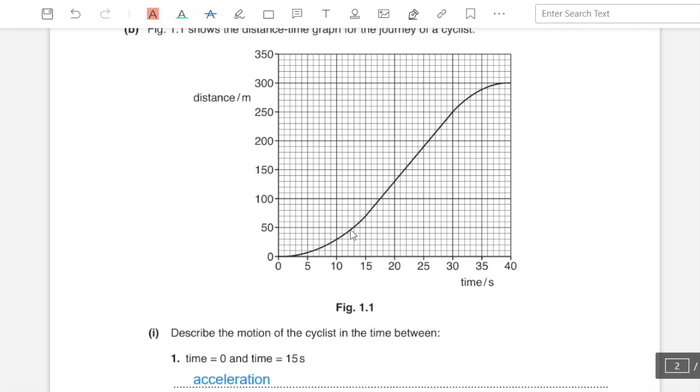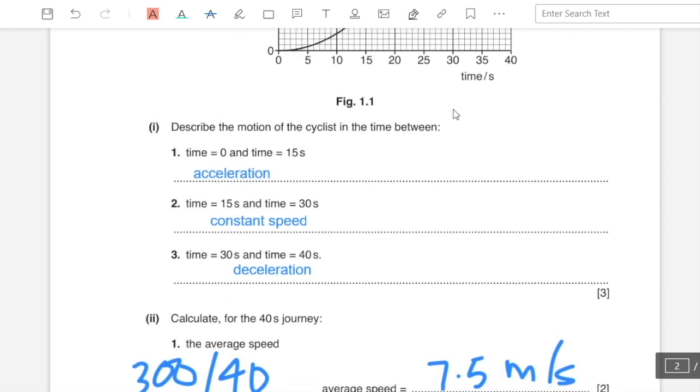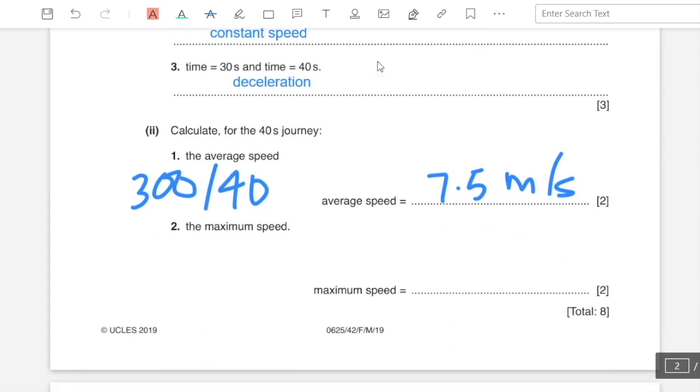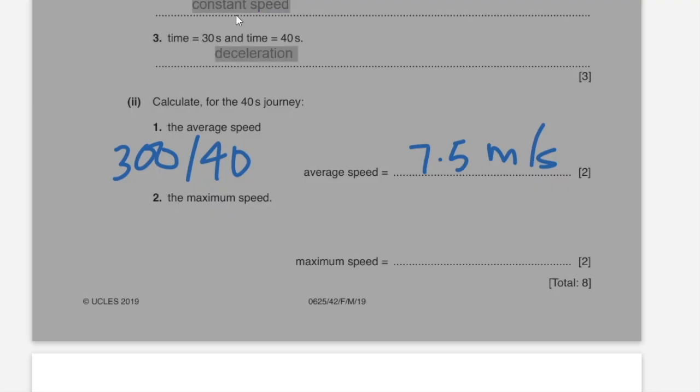So the difference between these 2 points, the change of distance, and that is to say the change of speed over the period of 15 to 30 seconds, is going to be giving the highest speed or the maximum speed, and that is going to be equal to the change of distance, which is 250 minus 70 divided by the change of time taken, which is 30 minus 15, and that is equal to 12 meters per second.